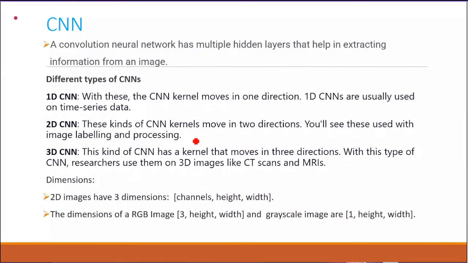The two-dimensional CNN can move in both directions, either vertical or horizontal. The sliding moves accordingly, and it is generally used for image labeling and classification problems. Next, the 3D CNN has three directions.